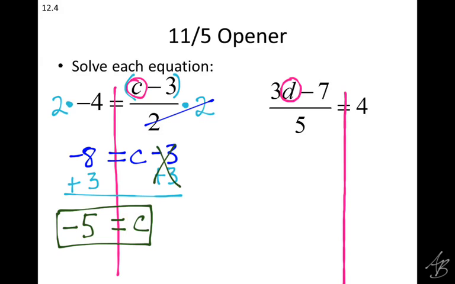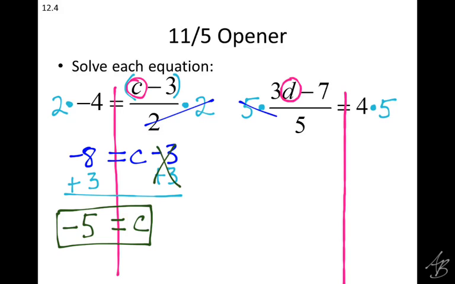Which one do we want to get rid of first? The 3, the 7, or the 5? The 5. Kind of like the last one, we need to get rid of the fraction before we can start getting rid of things that are inside of the numerator of the fraction. So we're going to get rid of the 5 by multiplying by 5. We multiply by 5 on the left, multiply by 5 on the right.